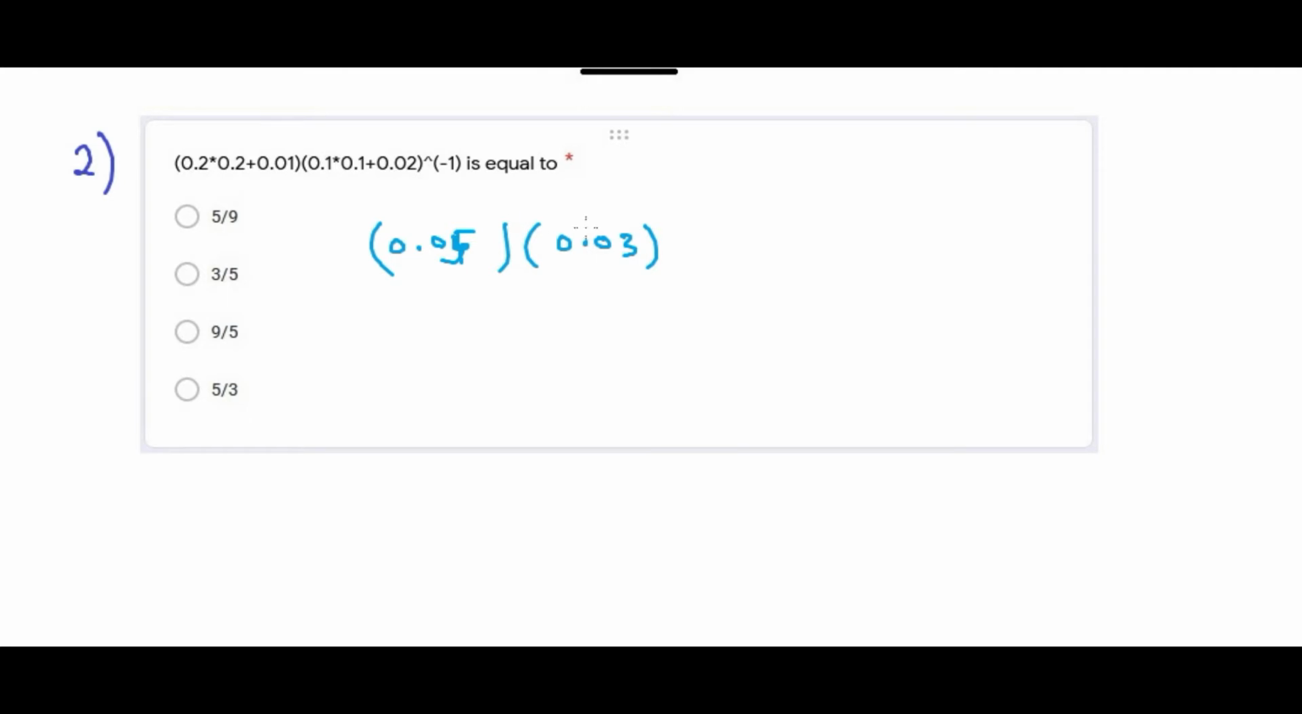Then what is this? The power minus 1 is only for this, you can see the brackets clearly. Now how can we write this? 0.05 divided by 0.03, which can be written as 5 by 3 directly. So the answer would be 5 by 3.